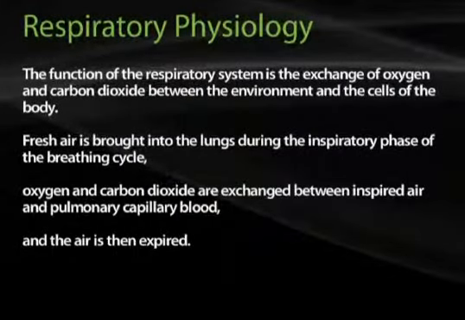What the respiratory system has to do is pretty simple. It's got to get oxygen into the body, and it's got to get carbon dioxide out of the body. With each inspiratory and expiratory cycle, we bring fresh air into the lungs. Fresh air that gets down to the alveoli allows for oxygen and carbon dioxide gas exchange between the alveoli, where the gas is, and the capillary, where the blood is. Then that air is exhaled.